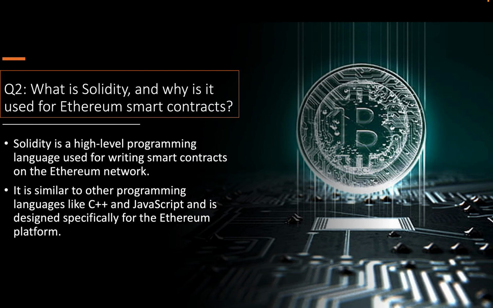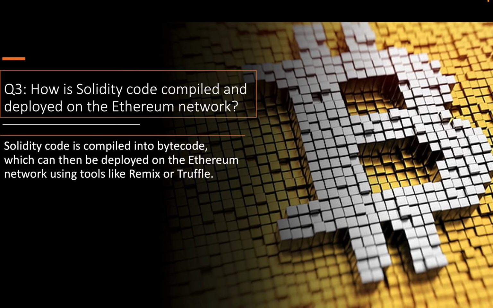Question number 2. What is Solidity and why is it used for Ethereum smart contracts? Solidity is a high-level programming language used for writing smart contracts on the Ethereum network. It is similar to other programming languages such as C++ and JavaScript and is designed specifically for the Ethereum platform.